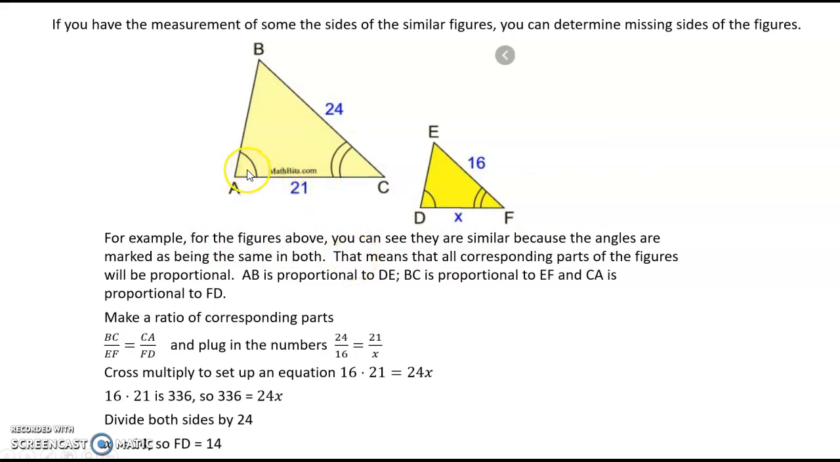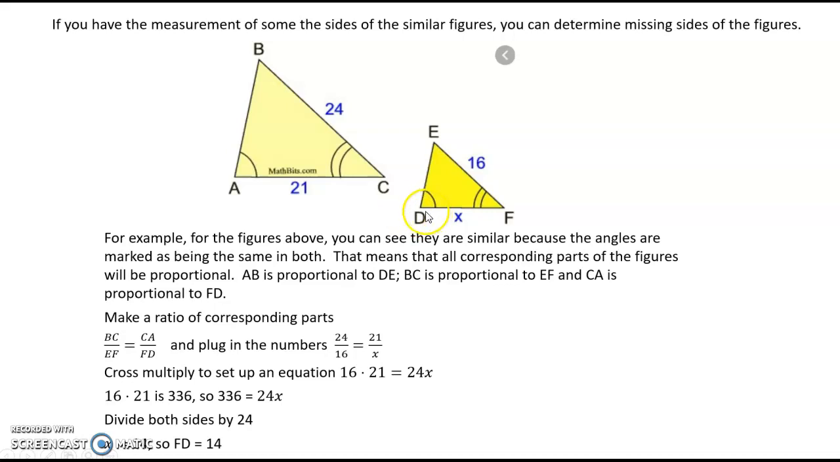Once we know that the angles are equal to each other and they correspond, that means that these are similar triangles, and if they are similar triangles, they are going to be proportional. AB is proportional to DE, BC is proportional to EF, and CA is proportional to FD.